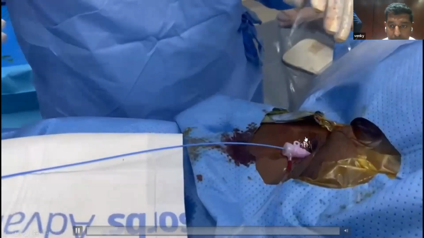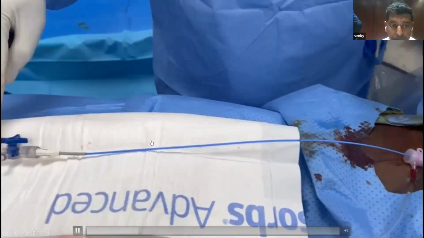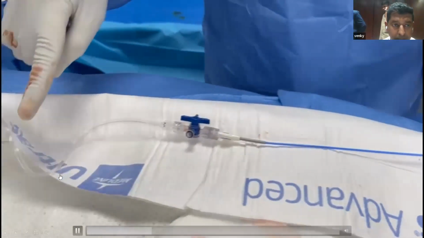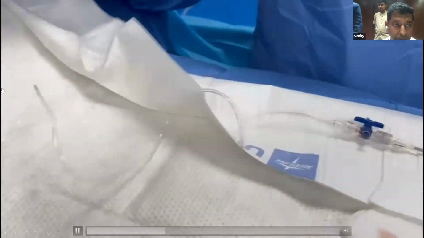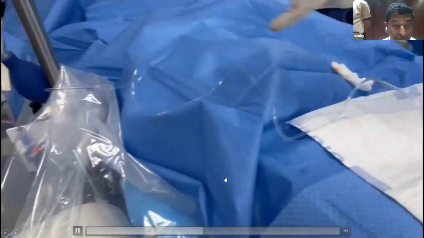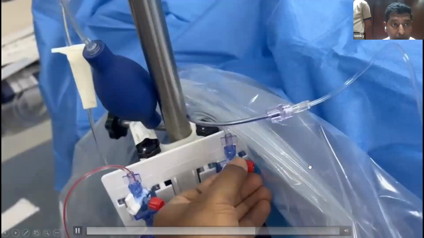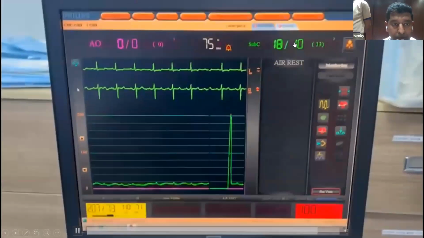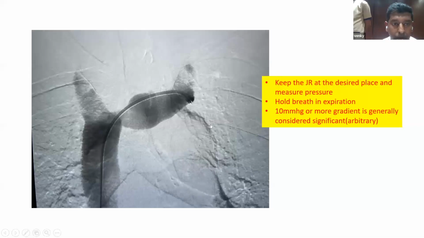So that is how it looked. You can see the JR catheter is connected outside to the extension. That in turn is connected to the pressure transducer, which in turn is connected to the monitor. So once you keep the catheter at the place where you want to measure the pressure, it will be shown up in the monitor like that. As you can see here, the pressure is somewhere around 18 over 10 now. So that's how you do it.